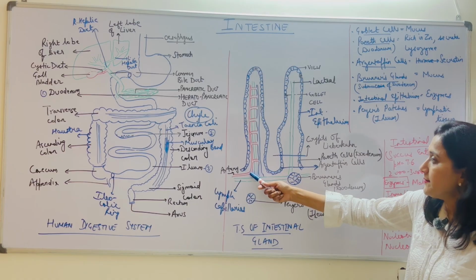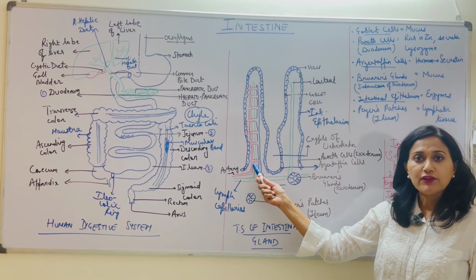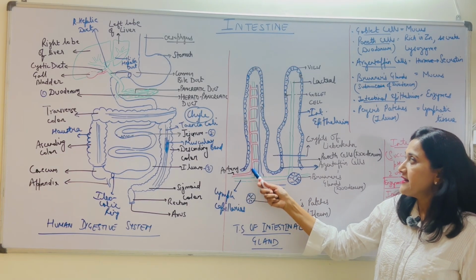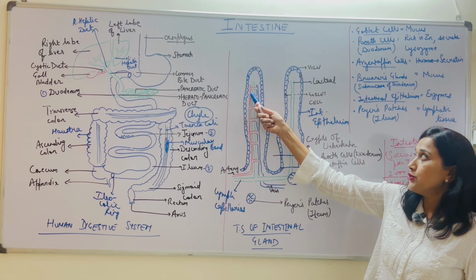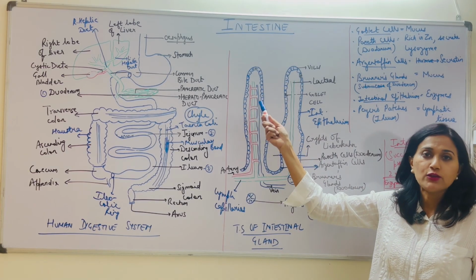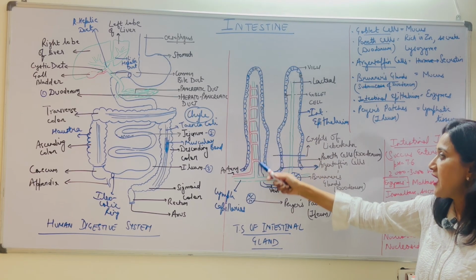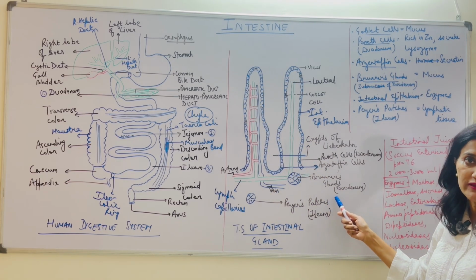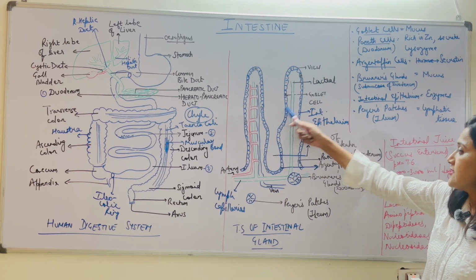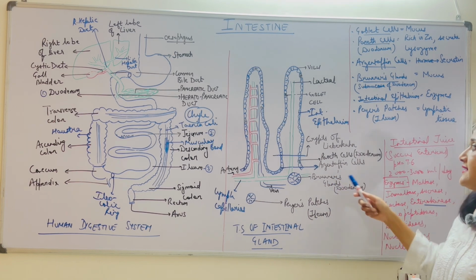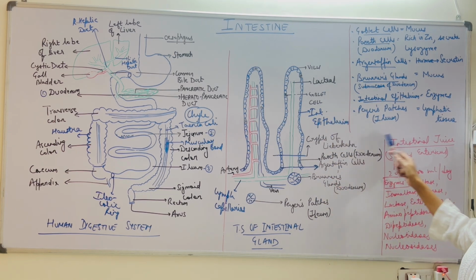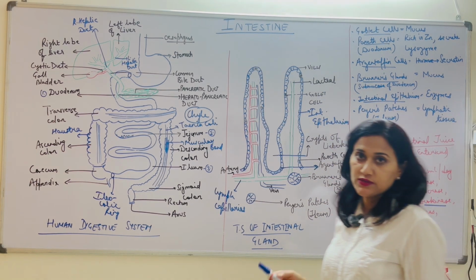Then another thing, you can see a network of blood capillaries. The arteries are also innervating each villus, bifurcating into capillaries and then rejoining to form the venules, which move the blood out of the villi. So this is the whole layout of it, and all these cells will be forming the intestinal juice.